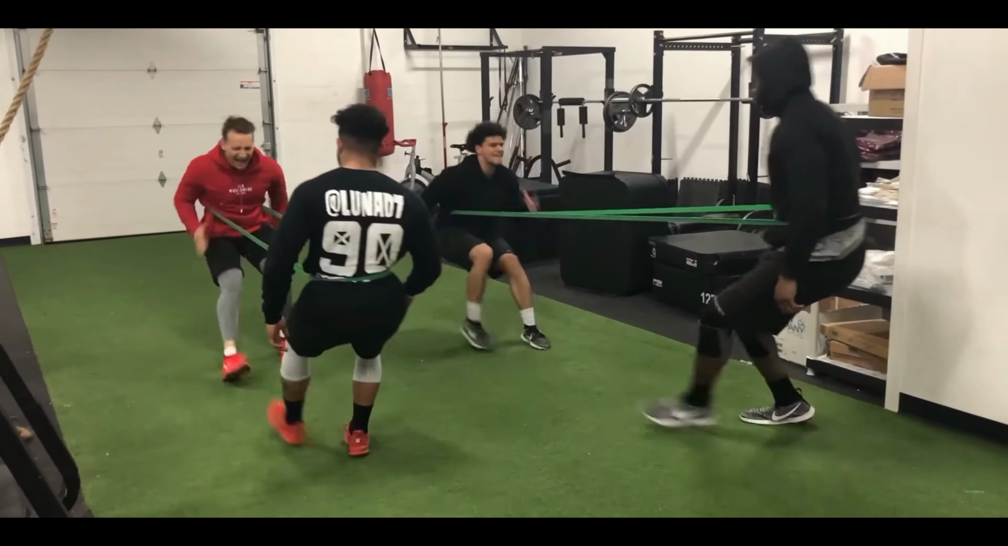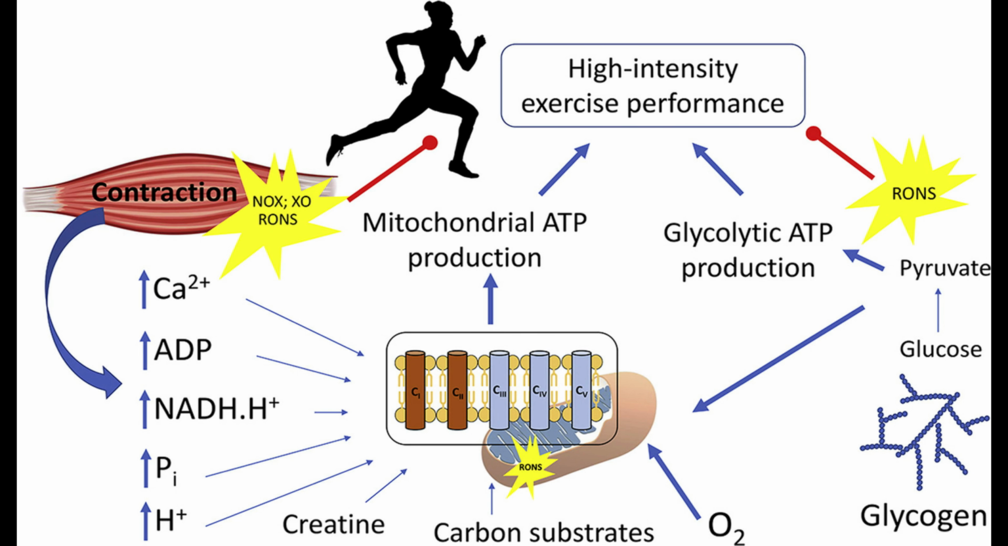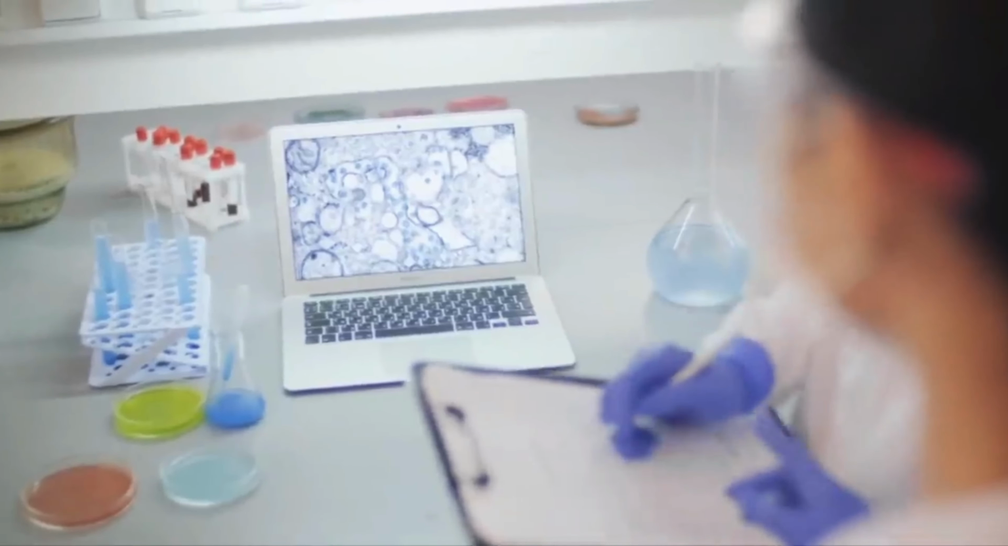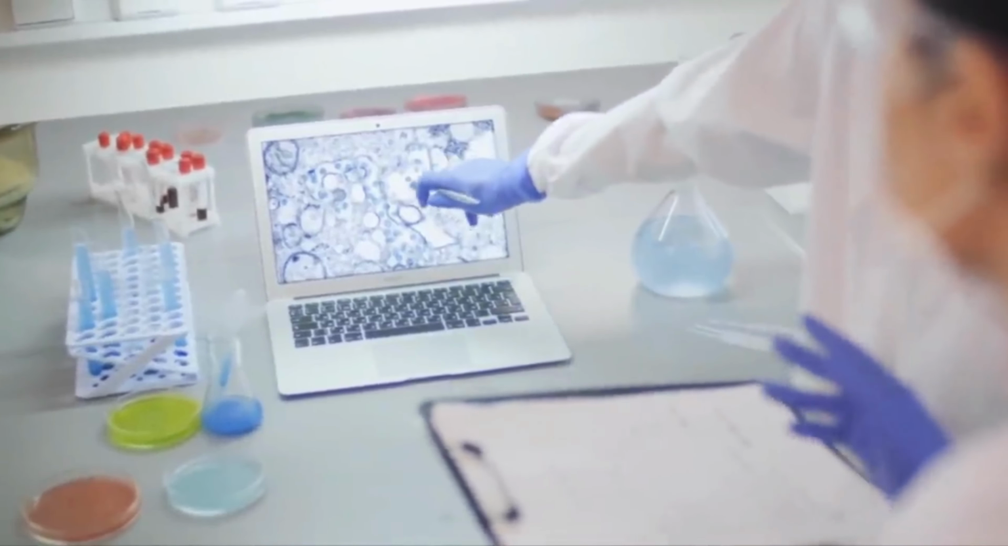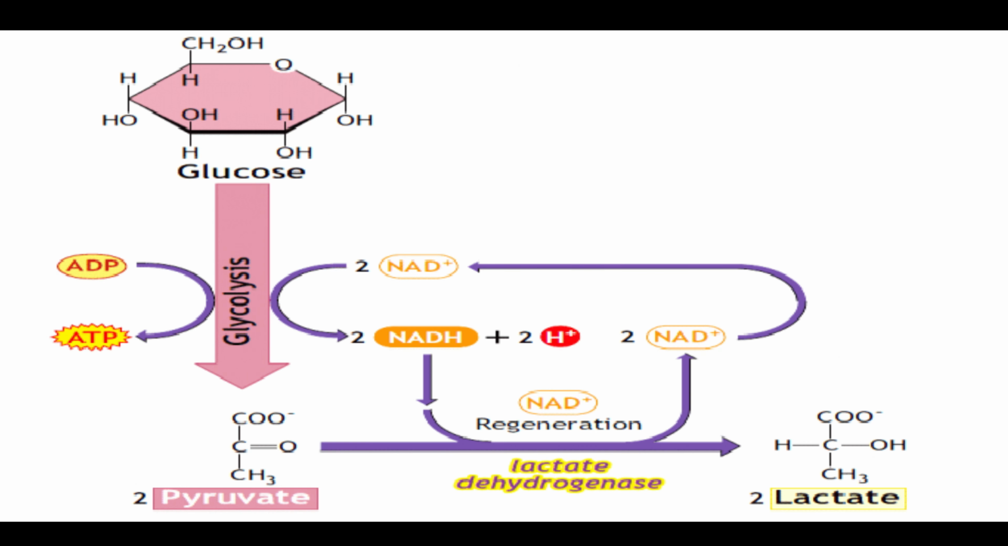As described above, the two metabolic mechanisms of ATP restoration that are oxygen independent are proposed to be called extra mitochondrial or oxygen independent, these being the phosphagen pathway system and the glycolytic system. With respect to lactic acid, publications in recent decades have pointed out that there's no biochemical support for the claim that lactic acid and subsequently lactic acidosis is produced at physiological pH. The result of glycolysis is pyruvate and lactate. Pyruvic acid is also not achieved.